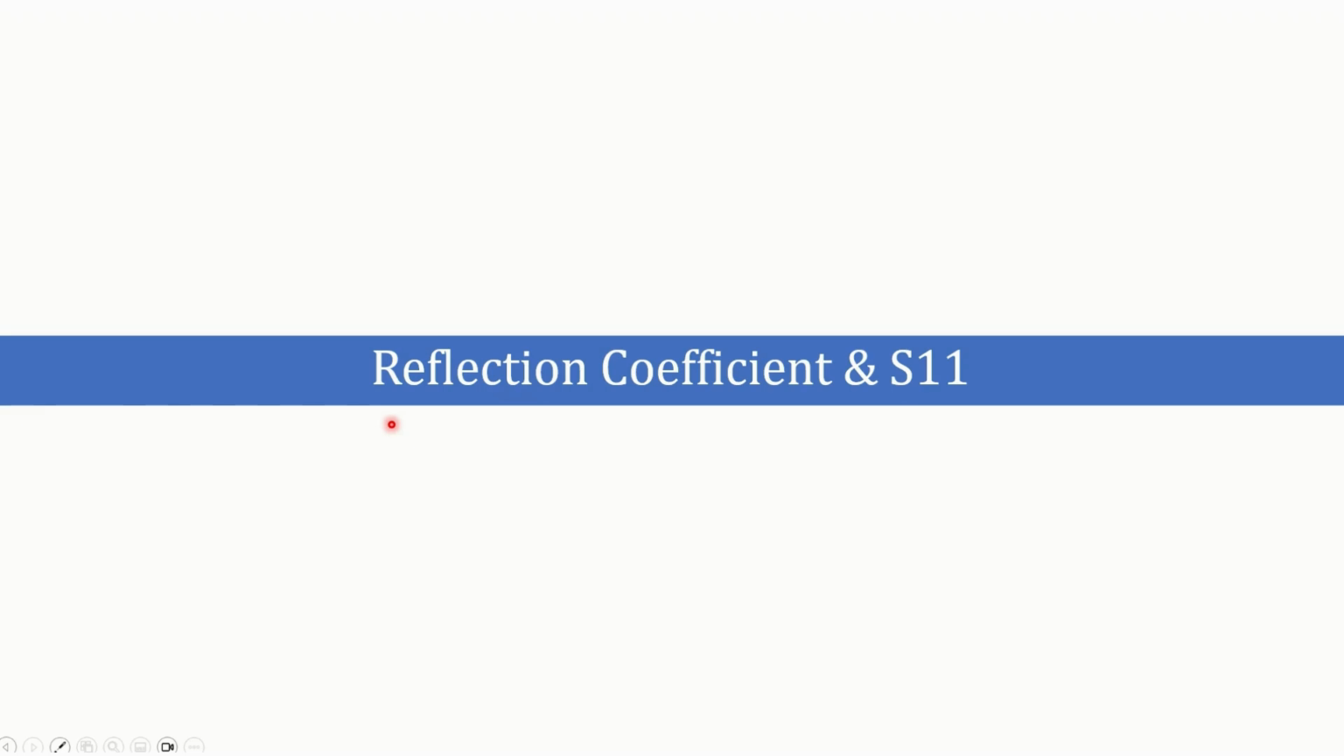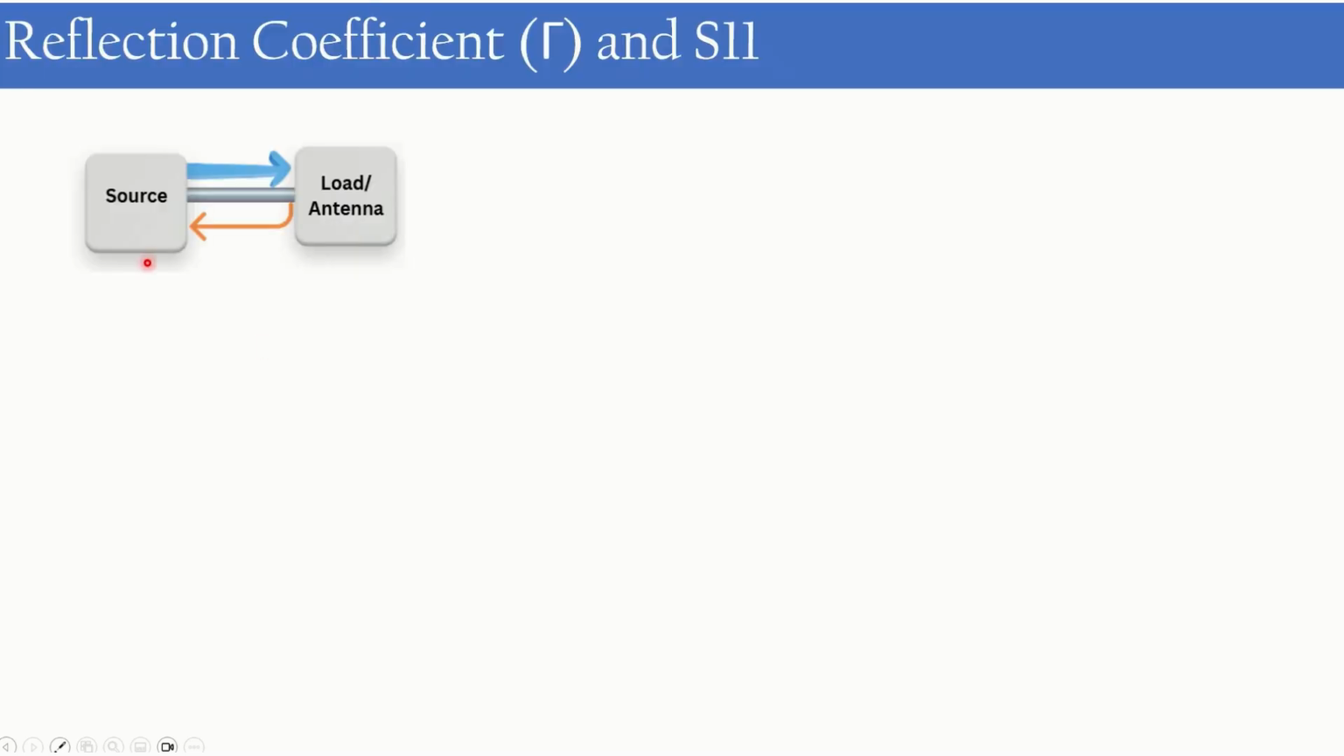In this video, we are going to explore more about reflection coefficient and S11. So here I am going to consider the same case where we have a source and we have the antenna, and this antenna is fed by the cable, and if there is any impedance mismatch between this cable and the antenna, some part of the incident wave will be reflected back.